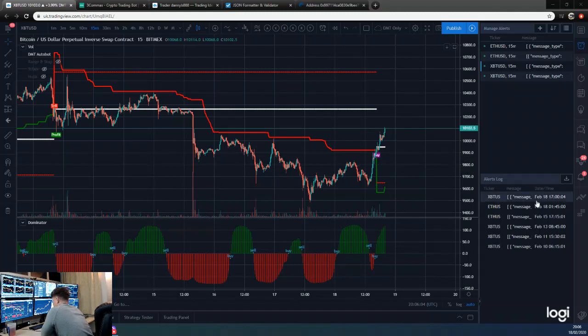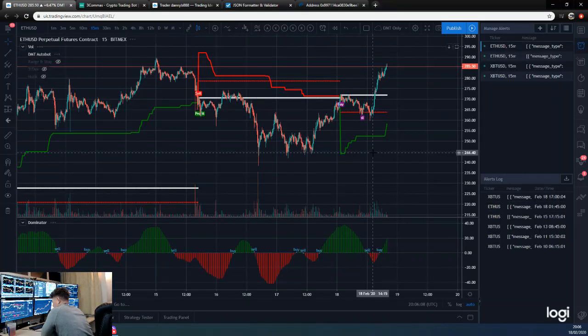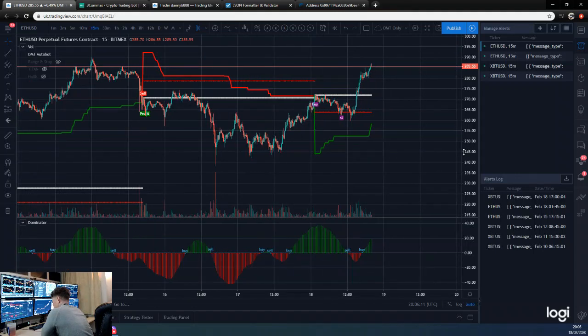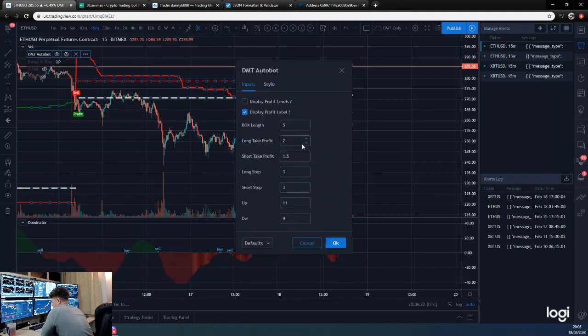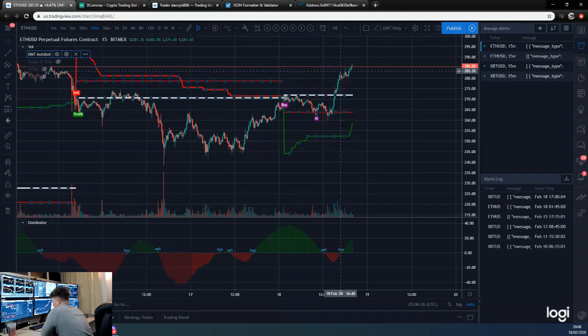So regarding the bot, we had the Ethereum long bot go off, which was pretty unfortunate that it went off where it did, because we actually got stopped out of that trade, and it didn't actually go too much lower before obviously blasting off. It's pretty disheartening to see that, but it is what it is, isn't it?